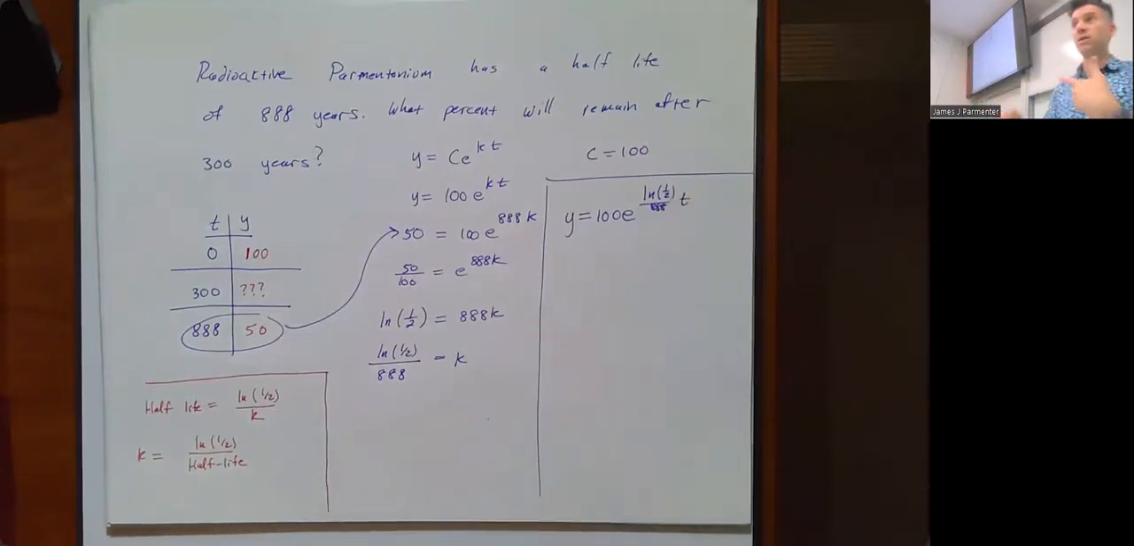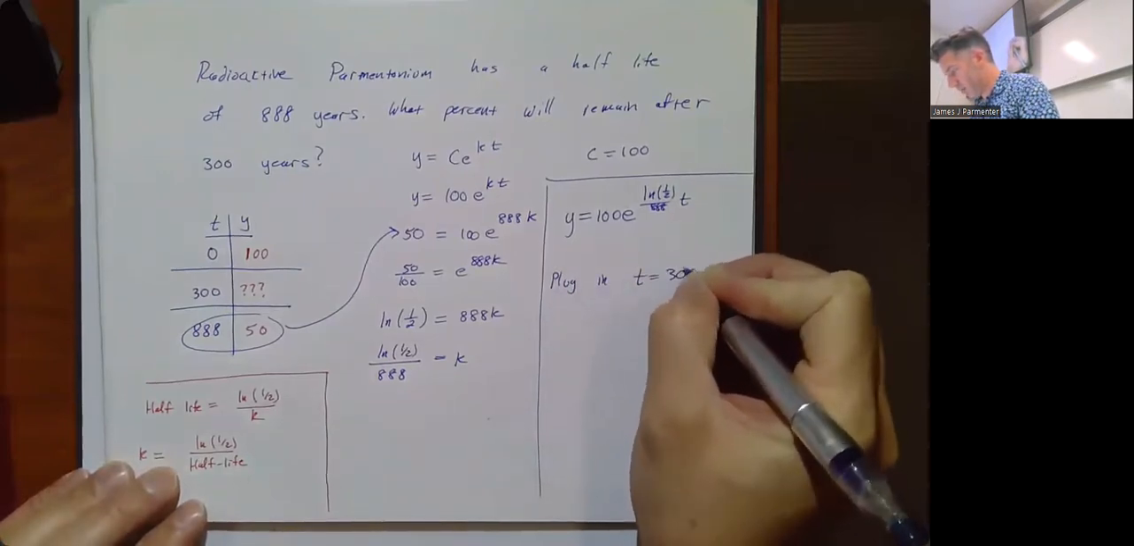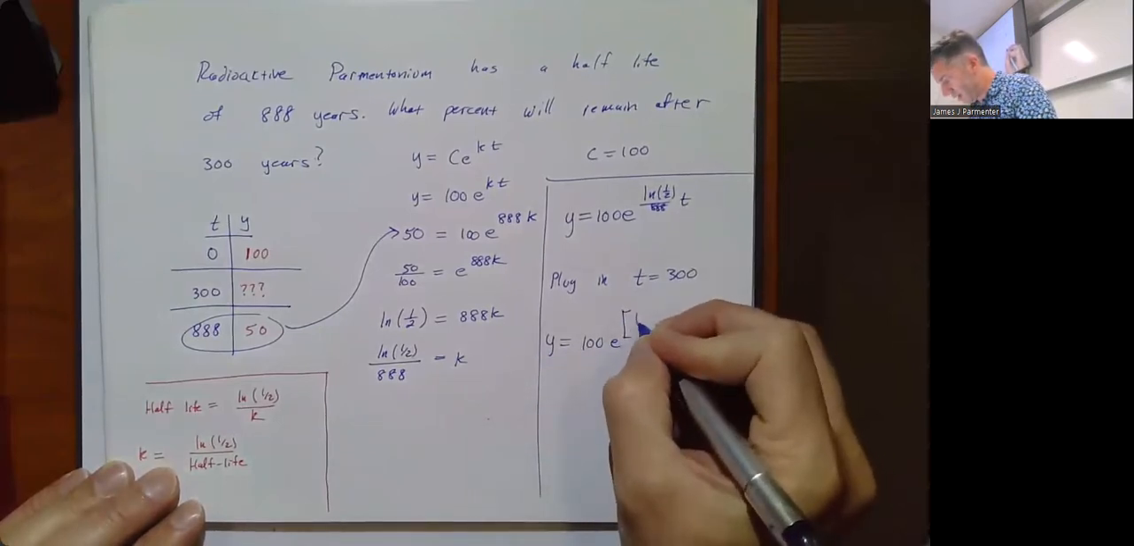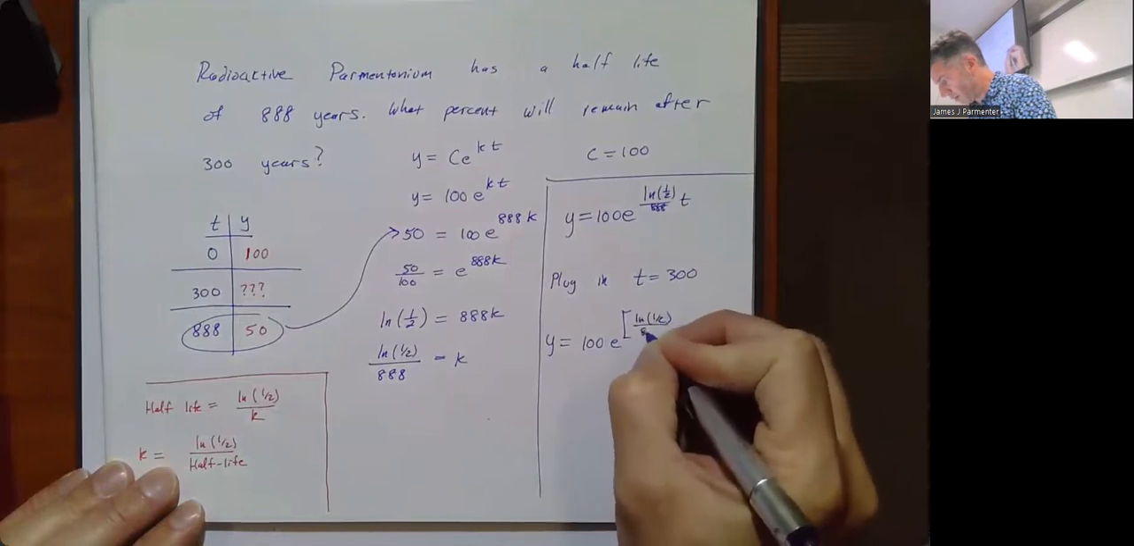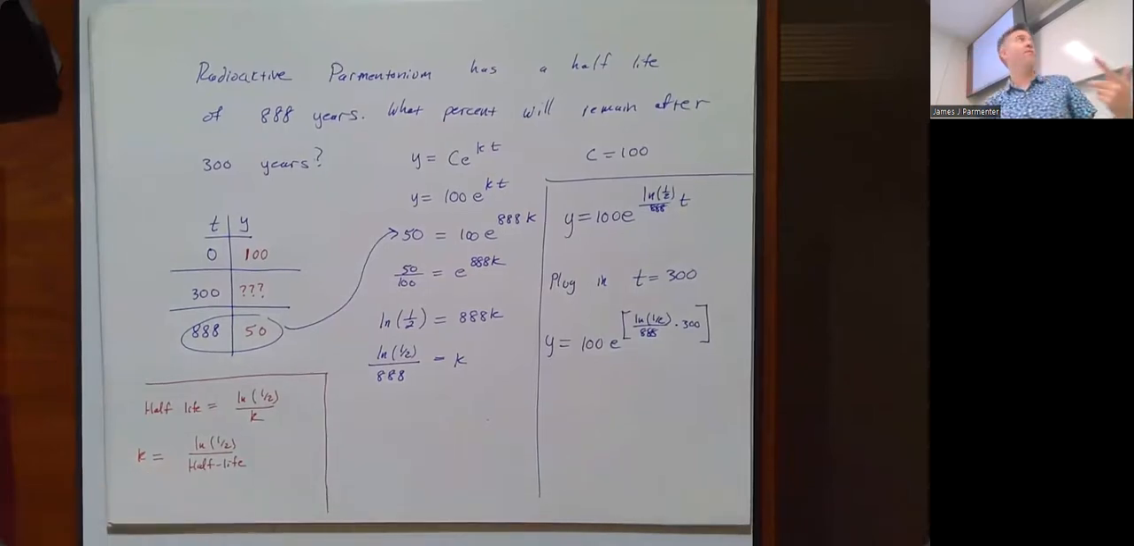The nice thing about these questions, when they're asking you to find how much stuff you have after a certain number of years, is it's a one-step process. You plug in t equal to 300 and you're done, because you don't have to do any solving for t. You've already got y isolated. So plug in t equal to 300, and we're going to get y equal to 100 e to the natural log of 1/2 over 888 times 300. And as I said before, you should enter your answer into WeBWorK like this. You don't want a decimal approximation.